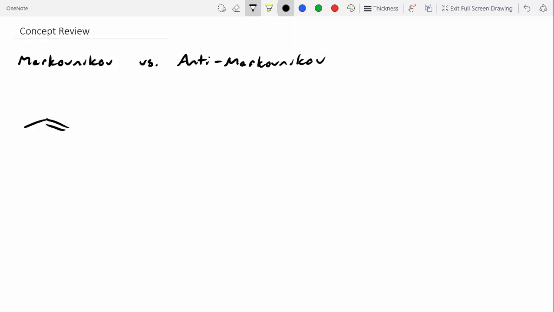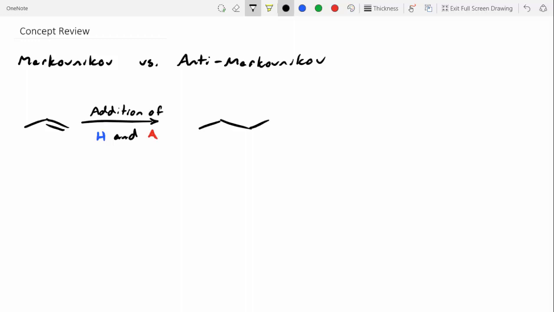So if we have an alkene, we're going to have some sort of addition of H, and I'm going to call H blue, and I'm going to call the other portion A, and I'm going to label it as red. All right, if it's Markovnikov addition, where is the hydrogen going to end up? Okay, let's think about this. Where's the H going to end up?